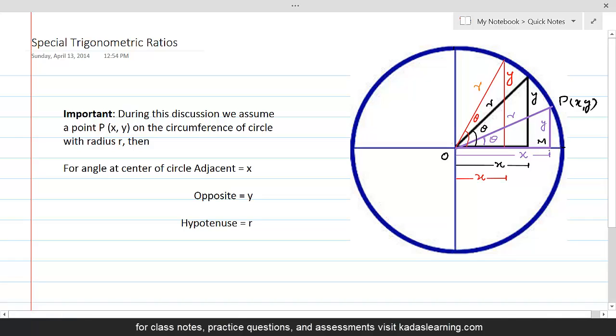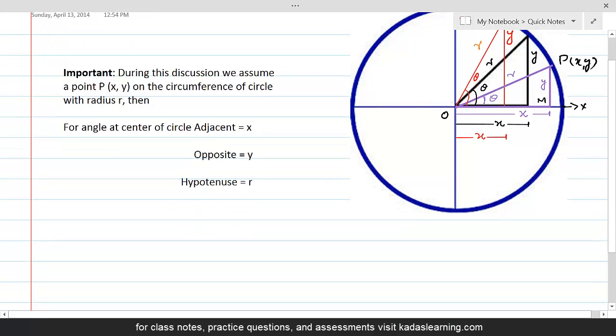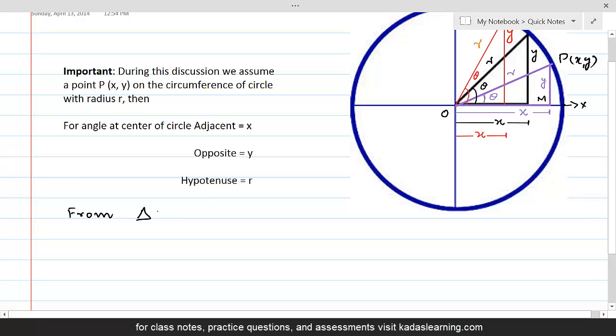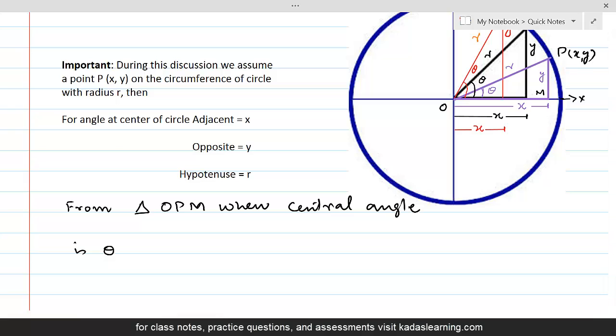So if M is the foot of the projection of P on the horizontal axis, x-axis, and if we consider this as the y-axis, then from triangle OPM, when the central angle is theta, what would be the values of sine theta, cos theta and tan theta?